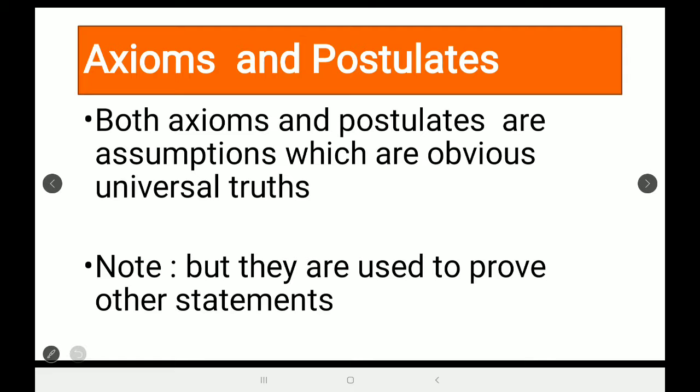In this chapter, we will use two words, axioms and postulate. So, what are axioms and postulates? Let's understand. Both axioms and postulates are assumptions which are obvious universal truths. Now you may wonder, what is an obvious universal truth?